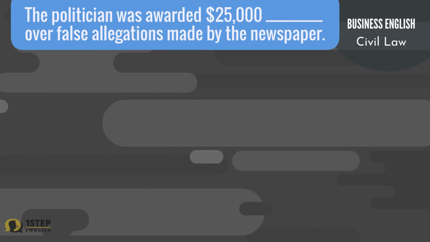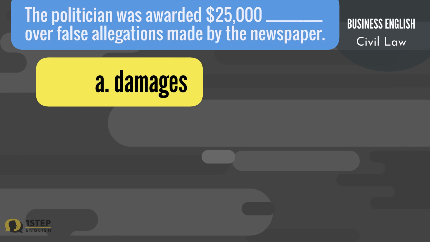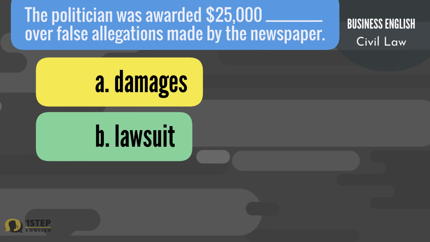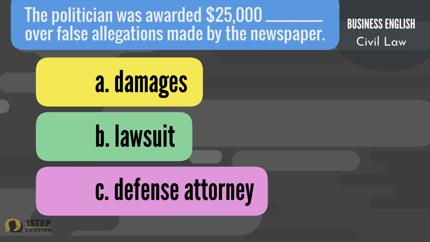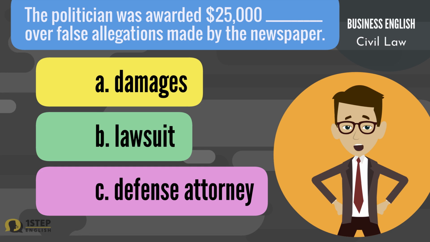The politician was awarded $25,000 over false allegations made by the newspaper. Letter A. Damages. Letter B. Lawsuit. Letter C. Defense attorney. The correct answer is letter A. Damages. The politician was awarded $25,000 damages over false allegations made by the newspaper.